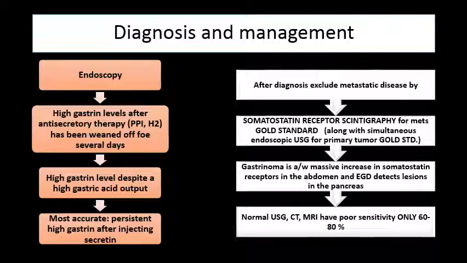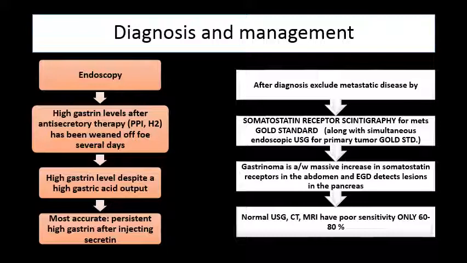You perform an endoscopy first, and if that endoscopy detects, let's say, a jejunal ulcer, then you have to first check gastrin levels after proton pump inhibitors and H2 blockers have been weaned off for several days. Otherwise, they will cause false positives, because then they will make it look like the gastrin levels are high because they obviously inhibit the acid and then gastrin will increase as a result.